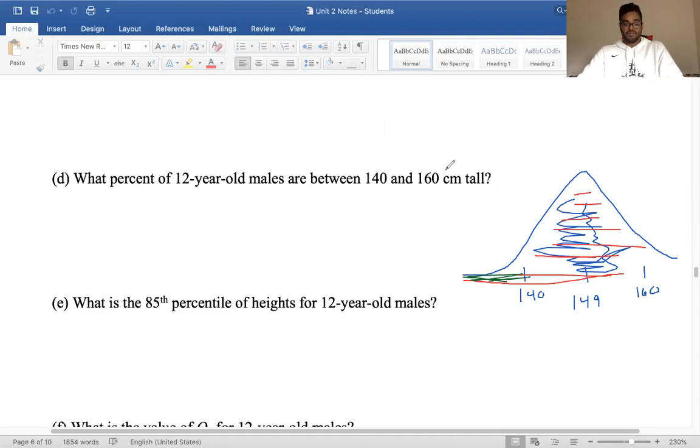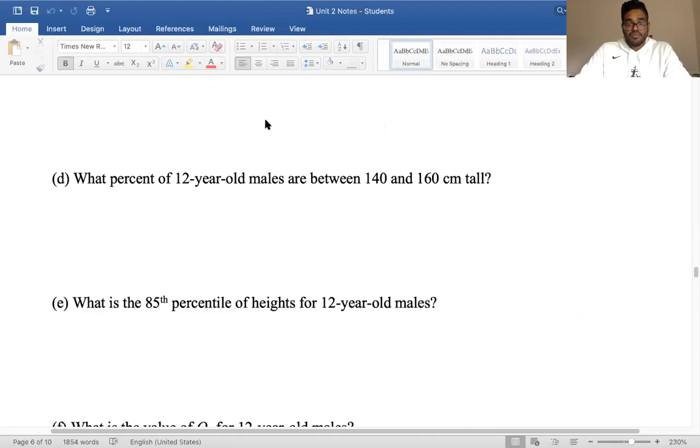So we're gonna do 2 different z-scores. The first one, for 140, we have z equals 140 minus 149 divided by 9 is equal to -1. The area below that, so the p-value, which is the probability, is 0.1587.